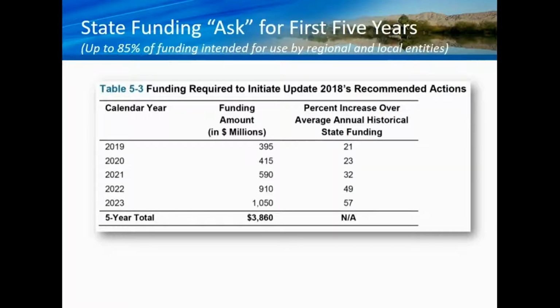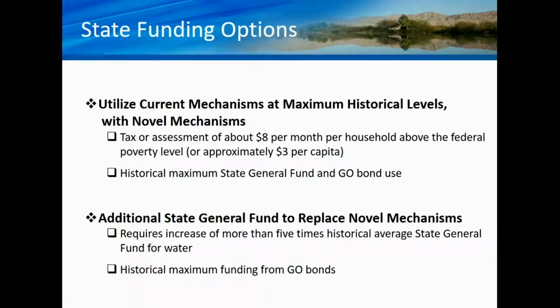Again, here's our funding. We kind of ramp up. The point of this is that we're ramping up over the time, and we're also saying this is the percentage increase over our historical state funding that we've been doing. So it's an increase of that $2 billion a year that we're approximately spending now on average. We're expecting to see a little bit higher investment in that.